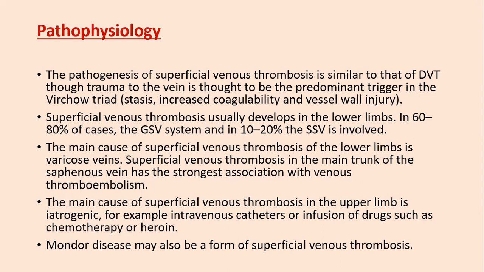It usually develops in the lower limb. In 60 to 70% of the cases, the greater saphenous vein system, and in 10 to 20% of cases, the short saphenous vein system is involved. The main cause of superficial venous thrombosis in the lower leg is varicose veins. Superficial venous thrombosis in the main trunk of the saphenous vein has a strong association with venous thromboembolism. The main cause of superficial venous thrombosis in the upper limb is iatrogenic, especially after an intravenous catheter or infusion of drugs such as chemotherapy or heroin.